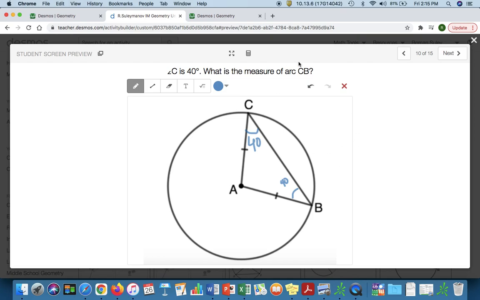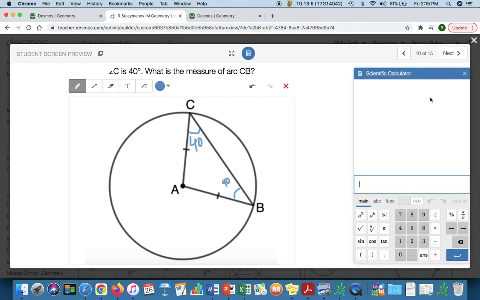So one thing that I like about Desmos is the idea of the scientific calculator. So they could do their calculations right in Desmos. They don't have to go to a different application. They don't have to use a cell phone, and it'll calculate it right for them. And there are a lot more complex things they could do with this scientific calculator should they choose.